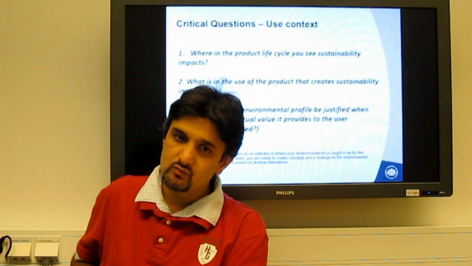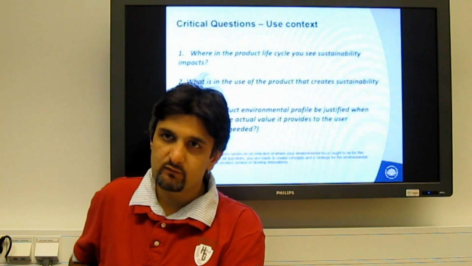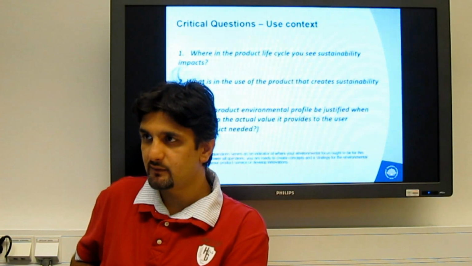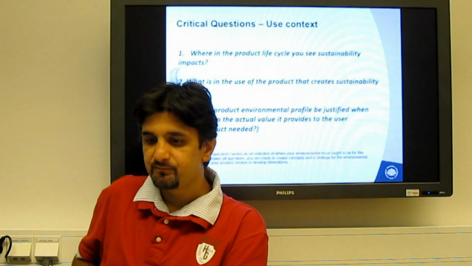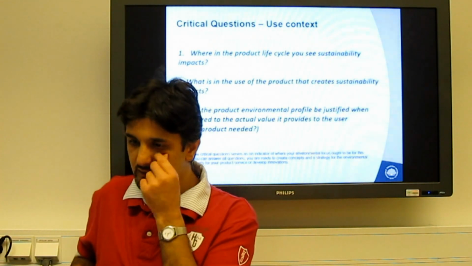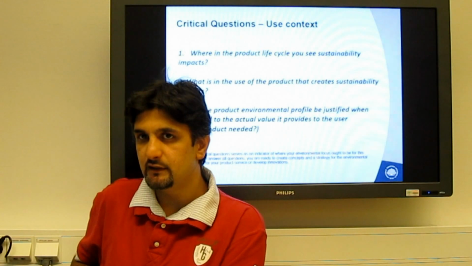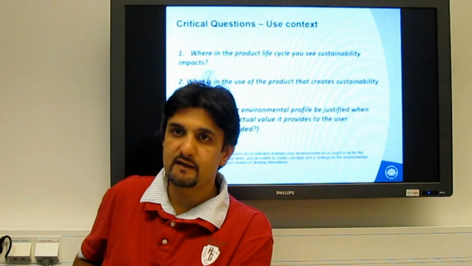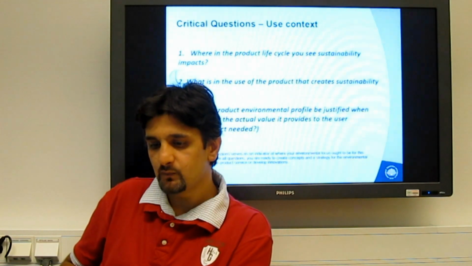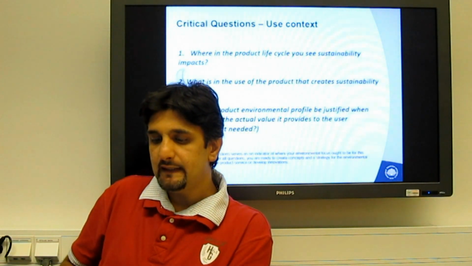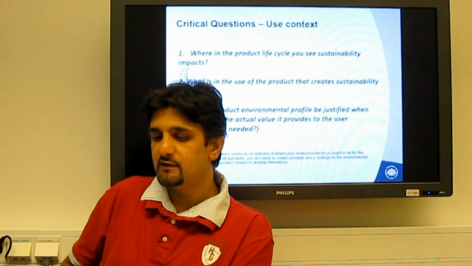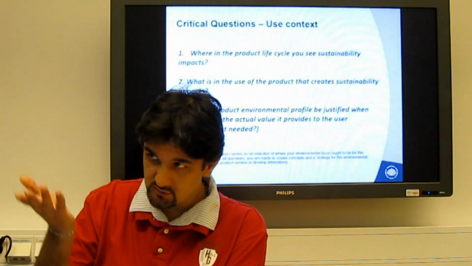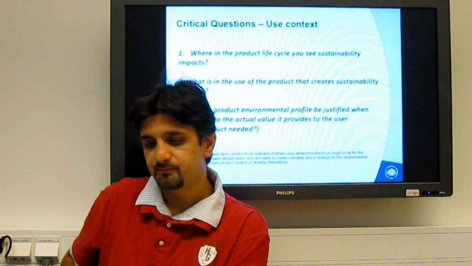Imagine that you're going to make a mobile phone, you want to make a car, you want to make anything. We're going to talk about the life cycle of the object. The item is where in the product life cycle you can see sustainability impacts. You have to relate the impacts to the principles that you already know. What is in the use of the product that creates sustainability impact? So the use of the product may also cause some effects.